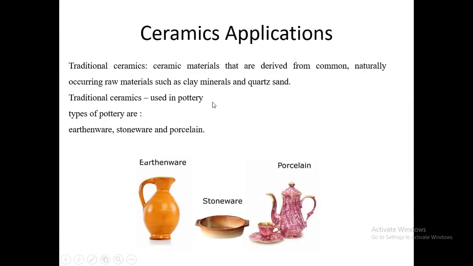So now coming to ceramic applications, the ceramic applications can be categorized into two types. One is traditional ceramics applications, and the second one is advanced ceramics applications. Coming to traditional ceramics, these are ceramic materials that are derived from common naturally occurring raw materials such as clay, minerals and quartz sands. The traditional ceramics are used in pottery. The types of pottery are earthenware, stoneware, porcelain, etc.